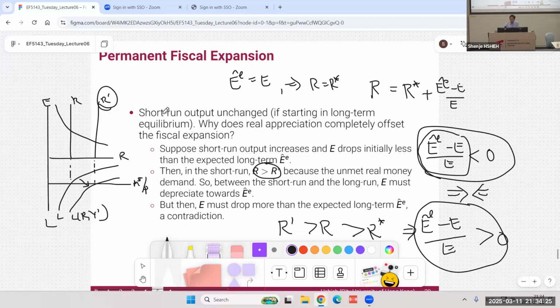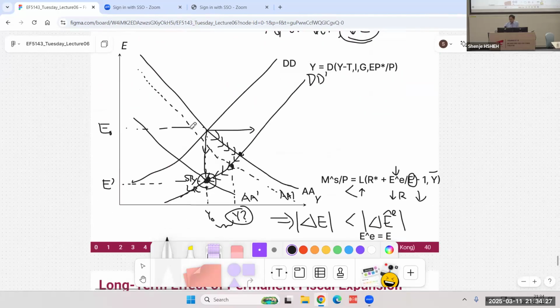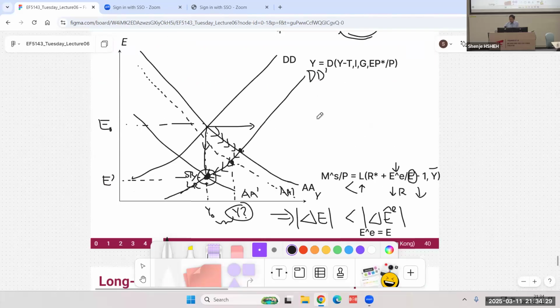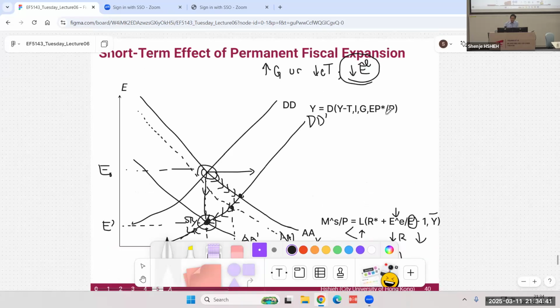So let's start over and see what's going on more precisely. We start at the initial equilibrium, and there is a fiscal expansion, which means the DD curve shifts to the right. You can think of it as a tax cut or government spending, holding E constant. Every point on the DD schedule has to shift to the right. This is simple because we did the temporary case and that's what happened.